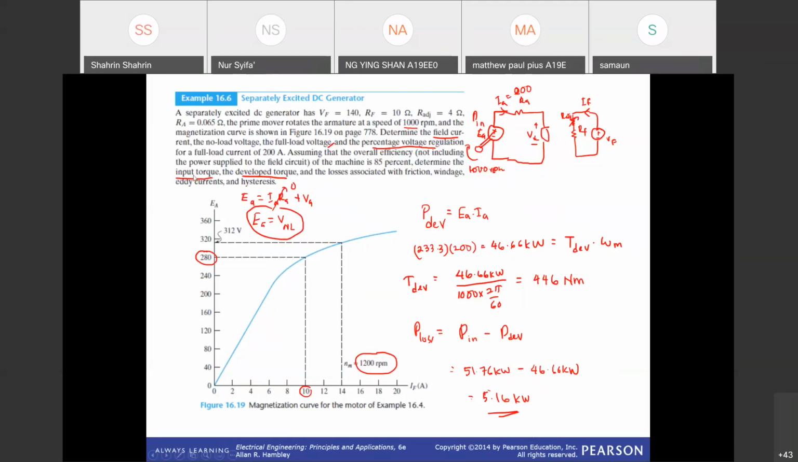So I think that's all. This example concludes the subtopic of the DC machine.